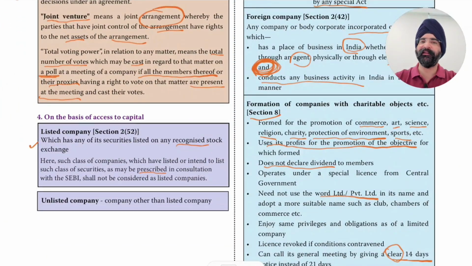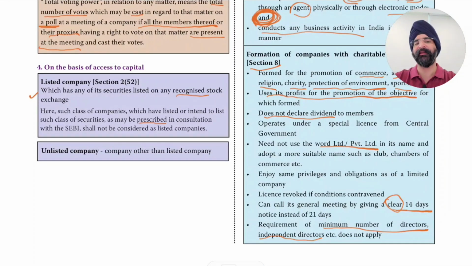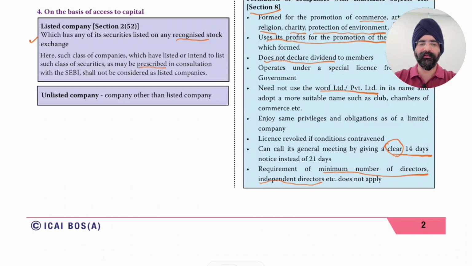Then charitable objects: Section 8 companies for promotion of commerce, art, science, religion, charity, protection of environment, sports, and profits are used for promotion of objects, do not declare dividend to its members, can waive use of the word limited or unlimited, and can have words like club, chamber of commerce, etc. So it can give 14 days clear notice for calling its general meetings. Okay, so here we have covered this much.